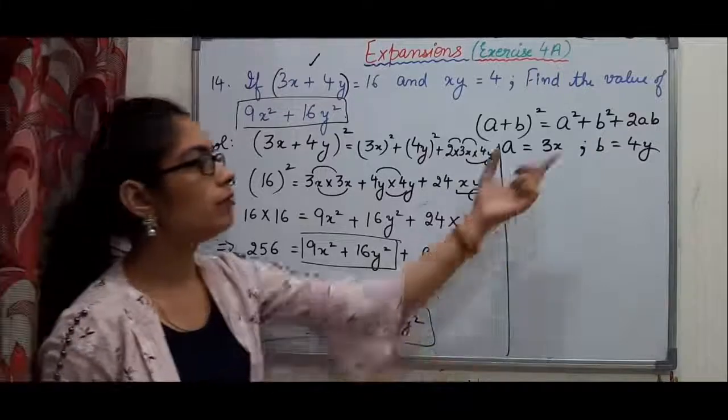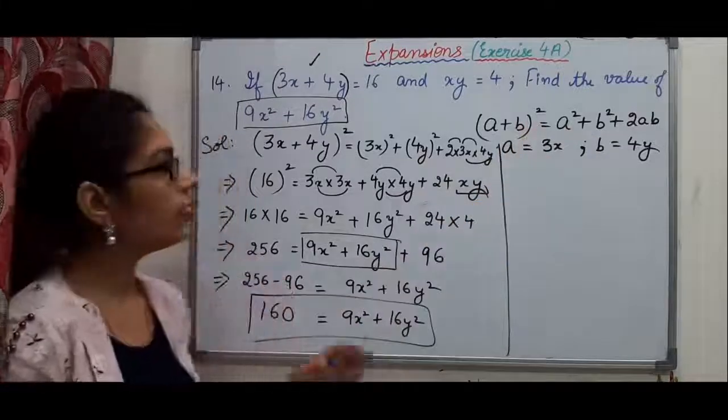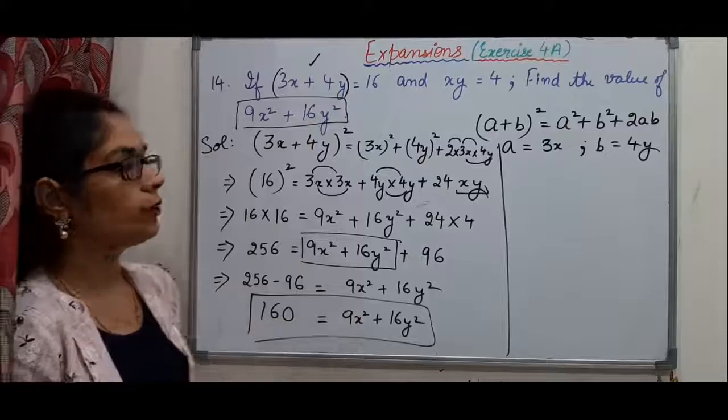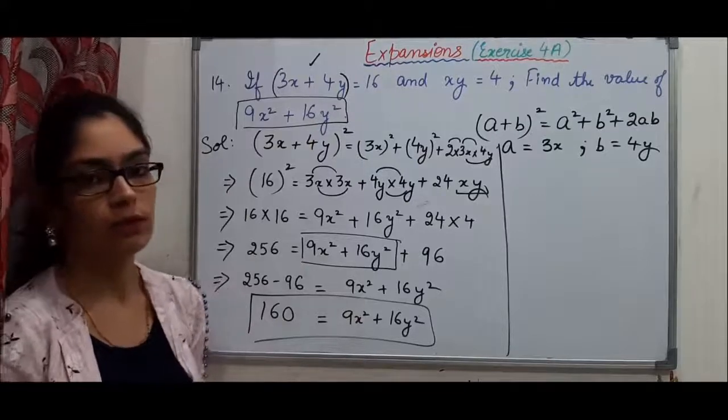Very simple, only one identity we have to use here and we can solve the value of 9x square plus 16y square. Now let's do the next question.